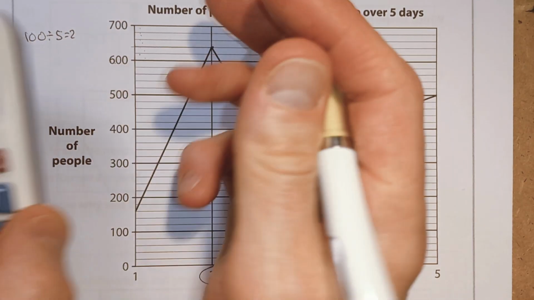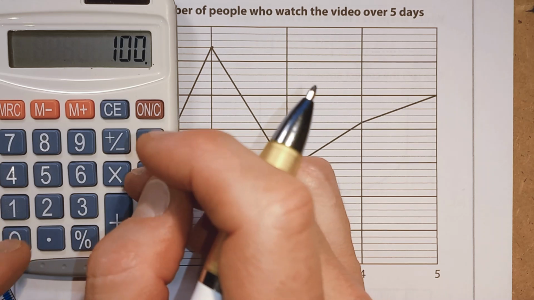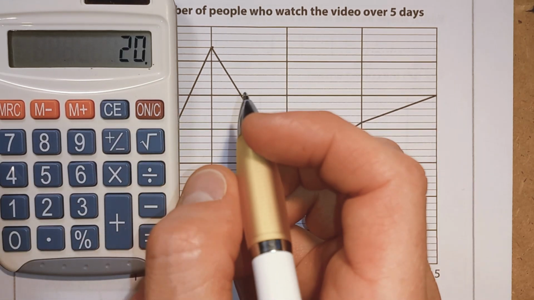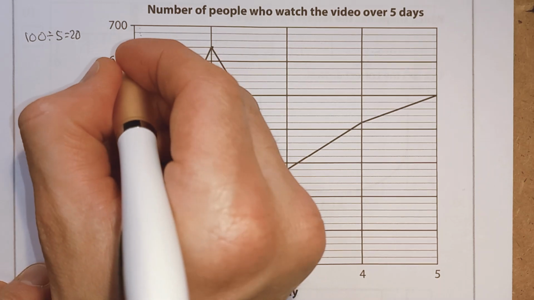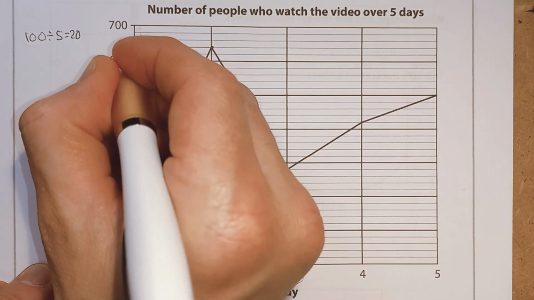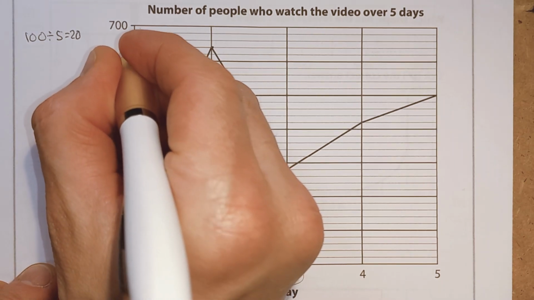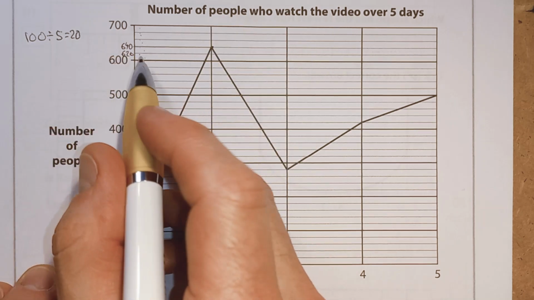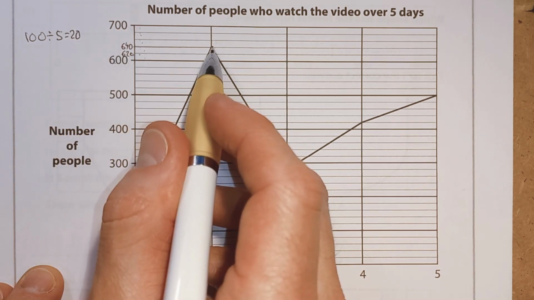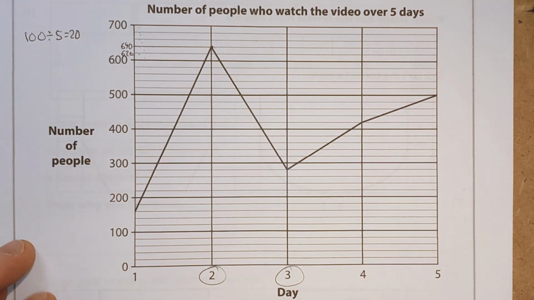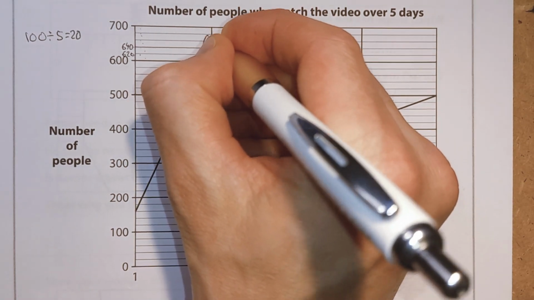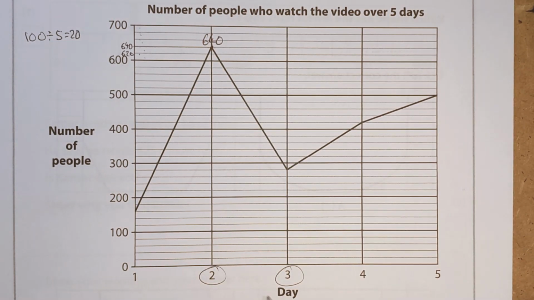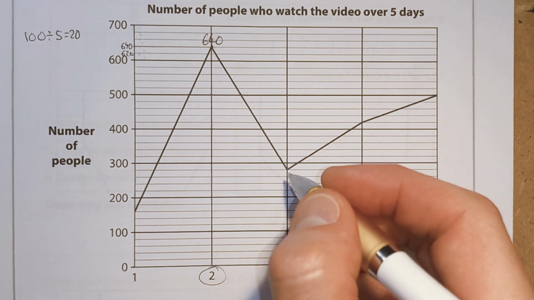Oh, I nearly gave the game away. Let's do it with the calculator. So 100 divided by 5 gives us 20. Okay, so that means that this would be 620, and one up would be 640. So for day 2, actually I'm going to write it on there so you can see it nice and clear, 640.